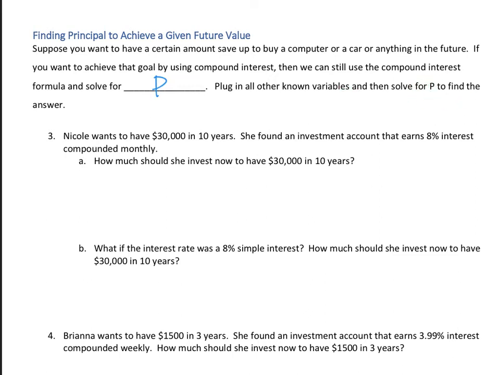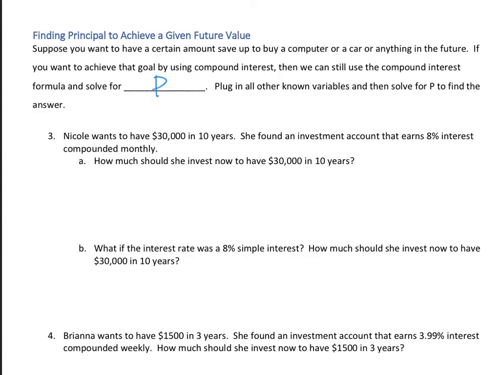Okay, let's look at number 3. Nicole wants to have $30,000 in 10 years, okay? She wants to find an investment account that earns 8% interest compounded monthly. So how much should she invest to have $30,000 in 10 years? Maybe she wants a down payment for a home, or she wants to buy a fancy car, whatever. So the question is, how much do I have to put in today to get 30,000?